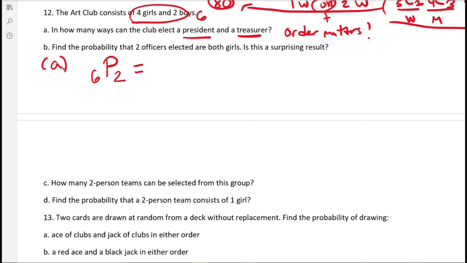In that case, you're going to calculate that. You're going to get 30. You should get about 30 possibilities.